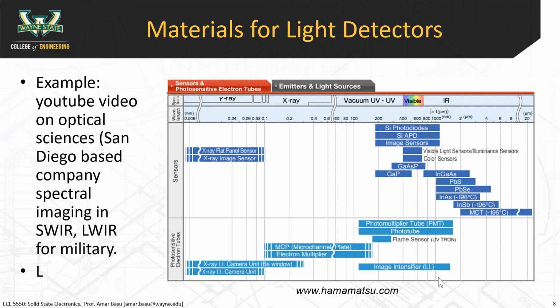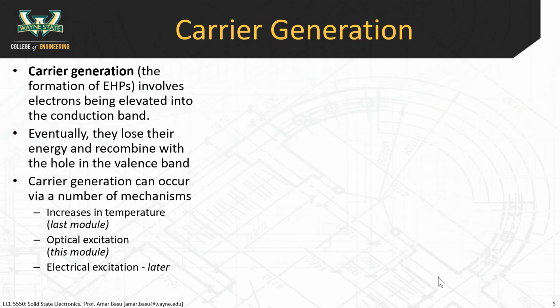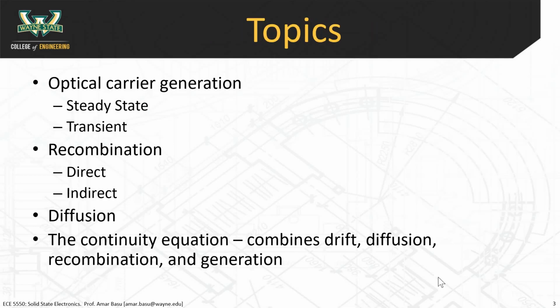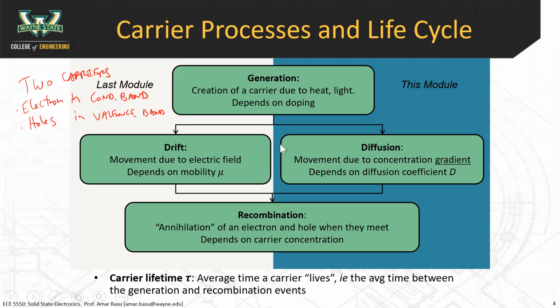Okay, so last time in class, we just got to start on Module 4, and basically these are the 4 topics that are super important that I want you to understand at the end of this module. It combines Module 3 and Module 4. Basically the 4 carrier processes. A carrier is born when it can be generated due to heat or light. So that's carrier generation. So either an electron or a hole is generated.